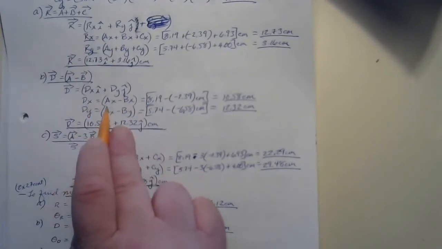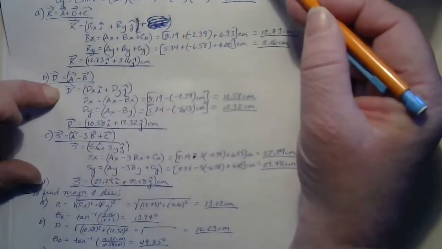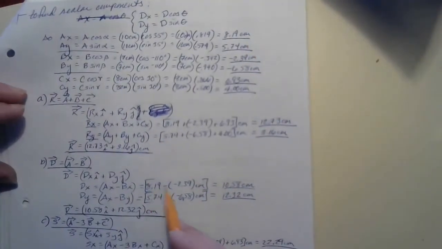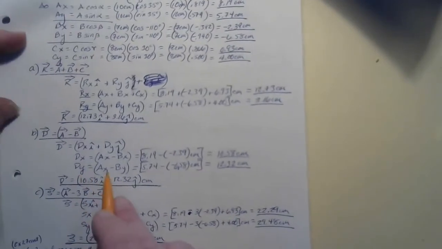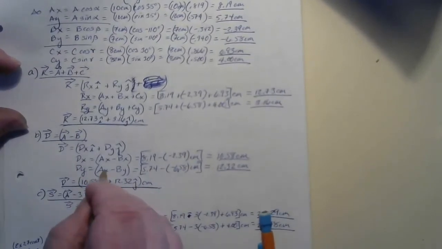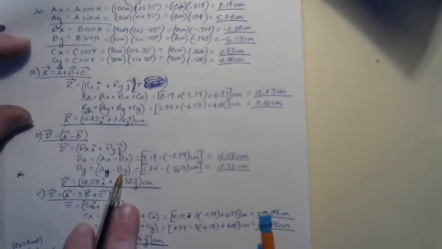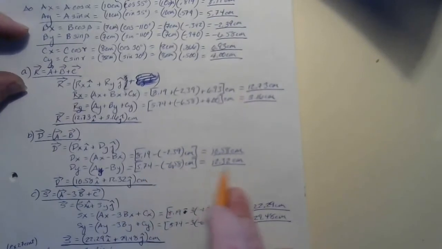So the x component is just going to be the x component for vector A minus the x component for vector B, whoops, it's off the screen, this minus this. You can see 8.19 minus negative 2.39 is 10.58 centimeters. The y component for the difference is just going to be, okay, I did make a mistake on this one. The y component for A minus the y component for vector B, and that's going to be 5.74 minus negative 6.58, and that's 12.32.